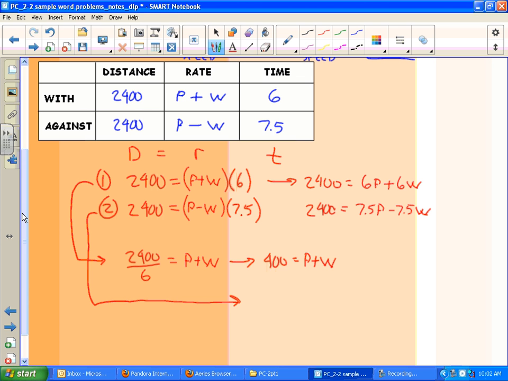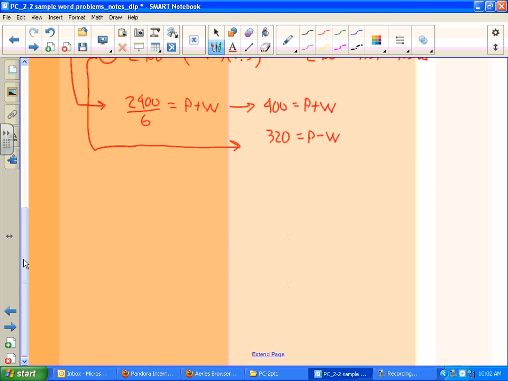Who's got that? 2400 divided by 7.5? What is it? Is it exactly 320? So yeah, you have some choices. You could get rid of that constant time value, divide out the time so you just get rate. Or you could distribute the time through and then go after your elimination method. Now, by dividing by the t and getting 400 equals P plus W and 320 equals P minus W, it's very easy to see elimination-wise what happens to W.